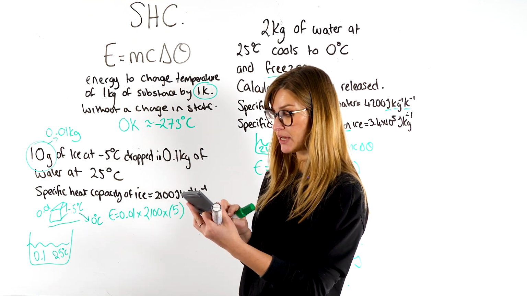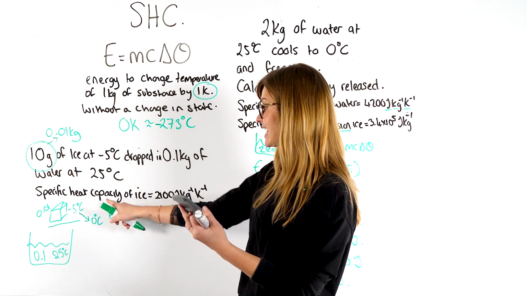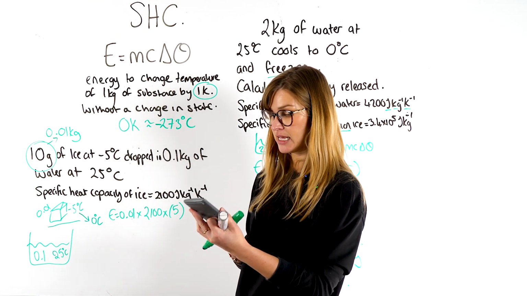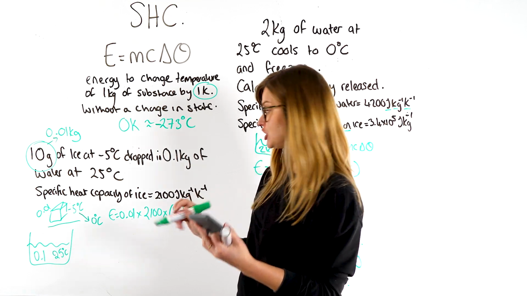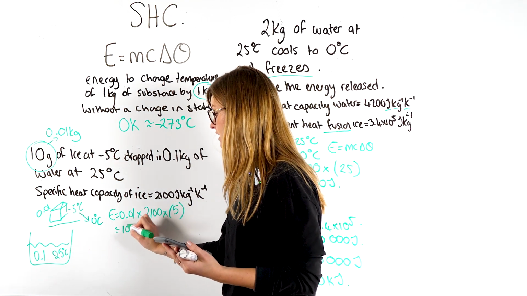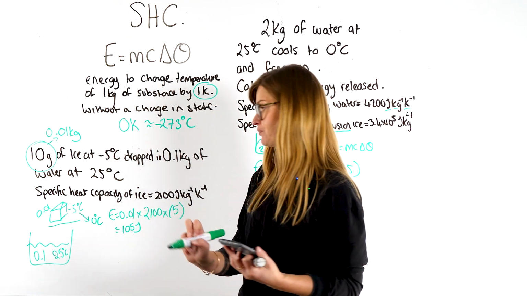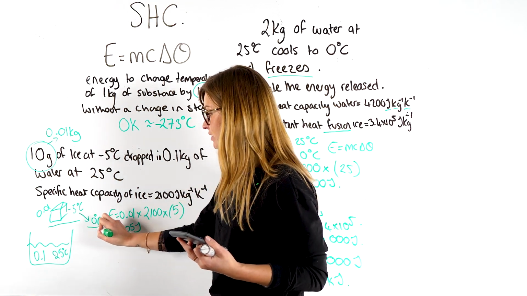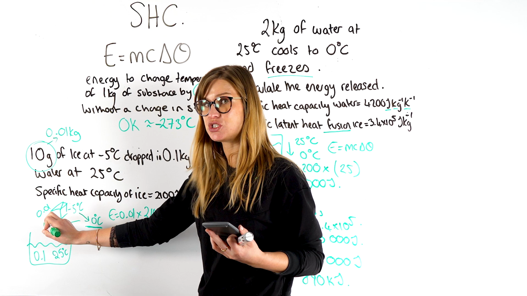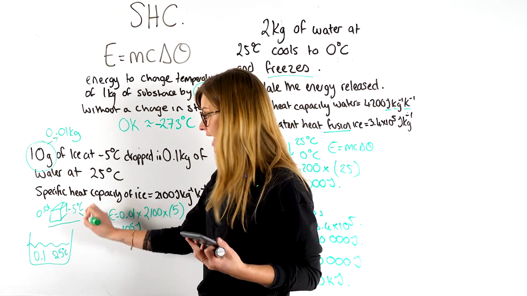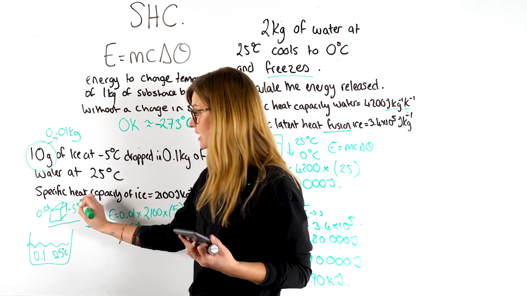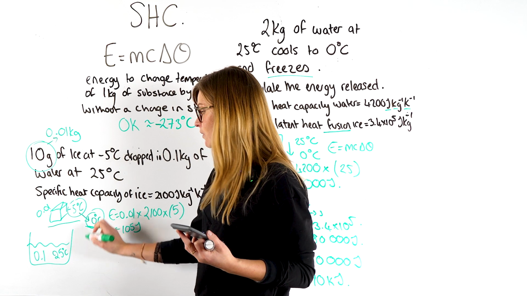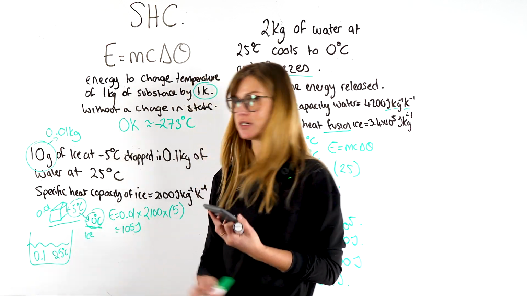We multiplied by 2,100, the specific heat capacity of ice, and we multiplied by 5, which is our change in temperature, to get 105 joules. Okay, now we know we have ice at 0 degrees Celsius. So what we did was we changed the temperature of ice from -5 to 0. So what we have now is ice at 0 degrees Celsius.